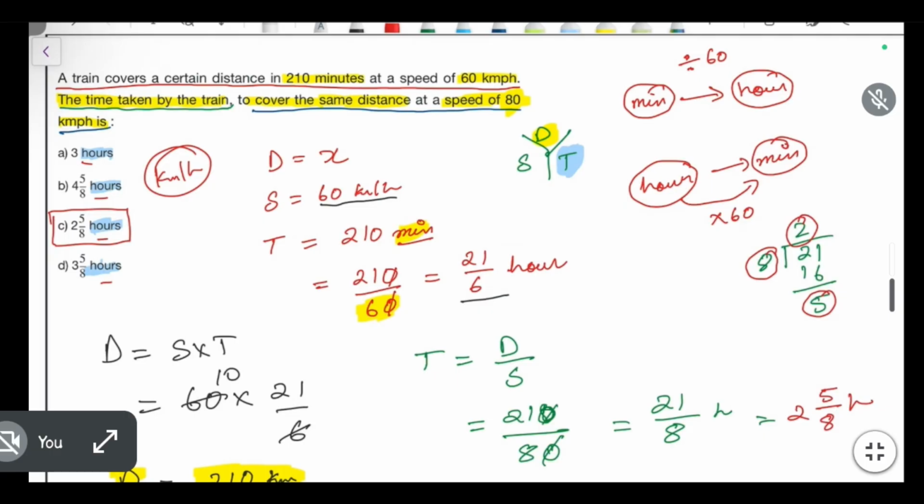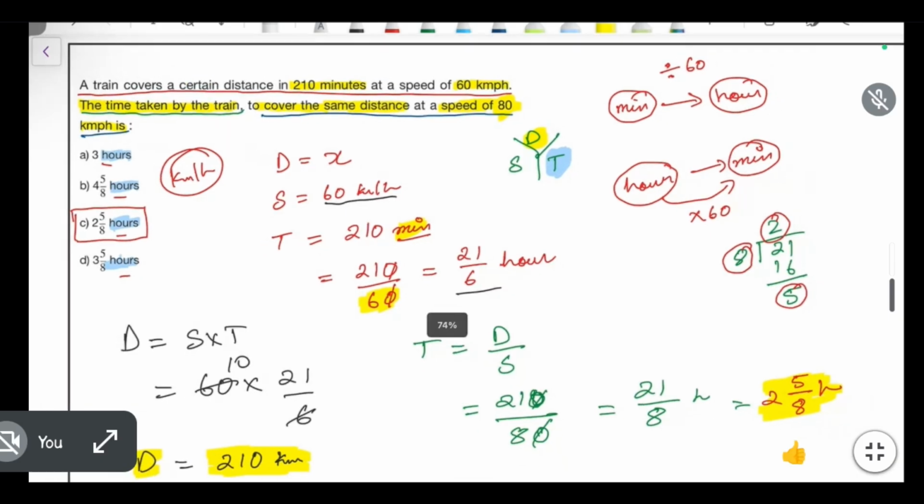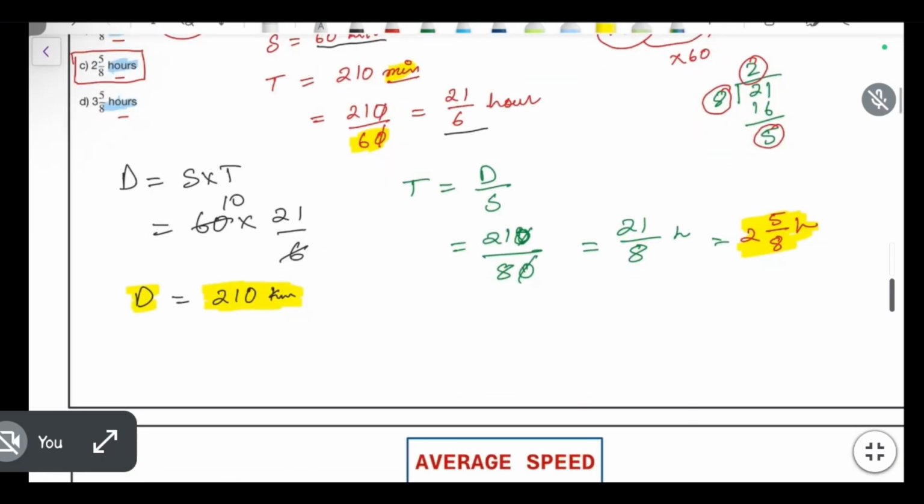So our final answer is 2 5 by 8 hours. Any doubts here? Please go through once. And if you have doubts, I'll clarify that part. Clear? I'll move on to next, okay then.